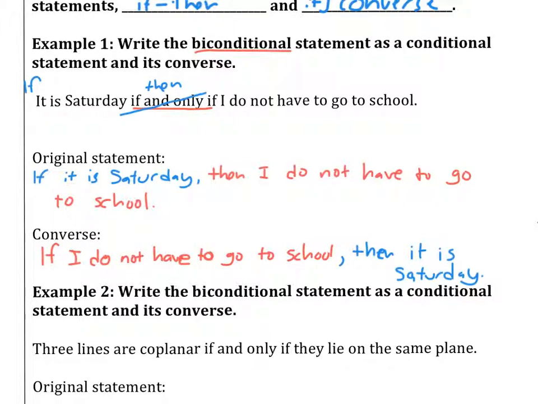So in this exercise, all we did was take the biconditional statement, because it has if and only if, and split it into an if-then statement and its converse. Again, we are not analyzing true-false yet. You can, but you don't need to.